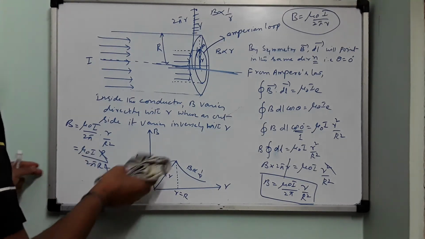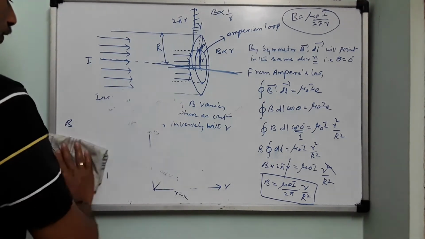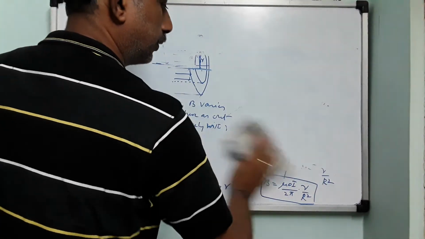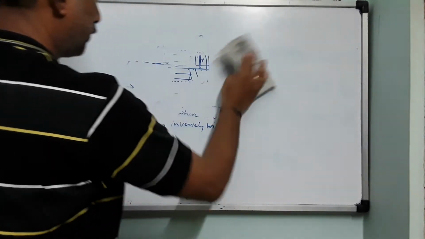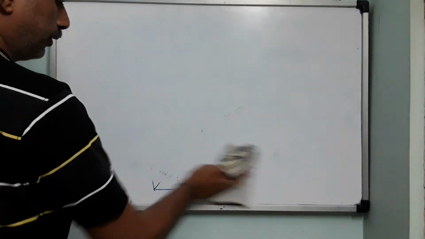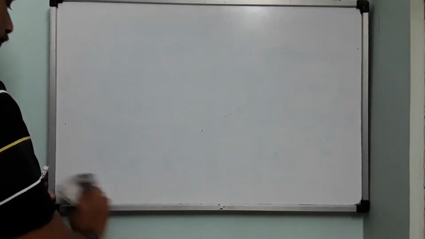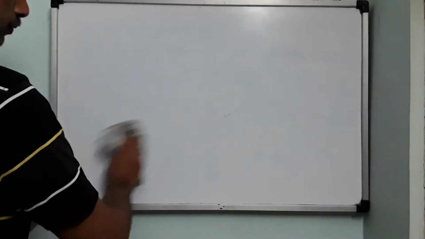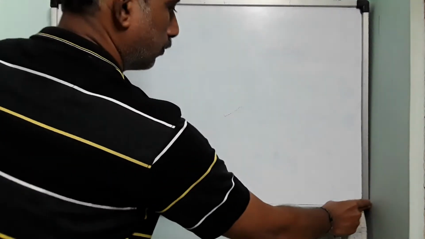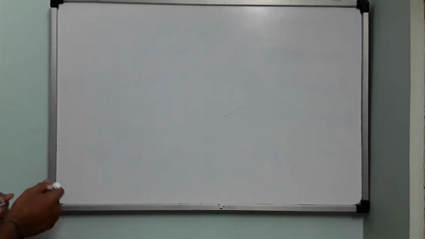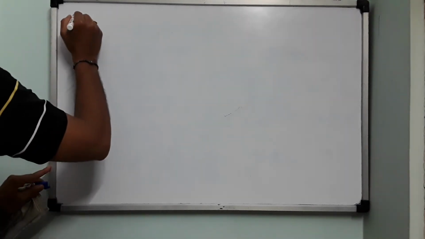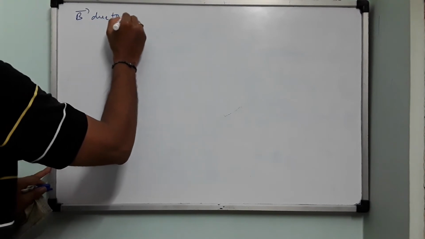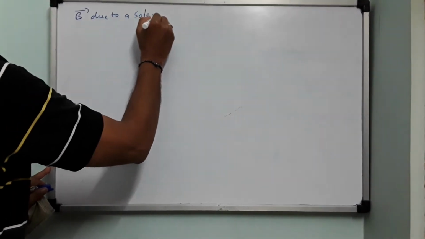So this is the first application of Ampere circuit law. Then we will discuss the second application, that is magnetic field due to a solenoid.